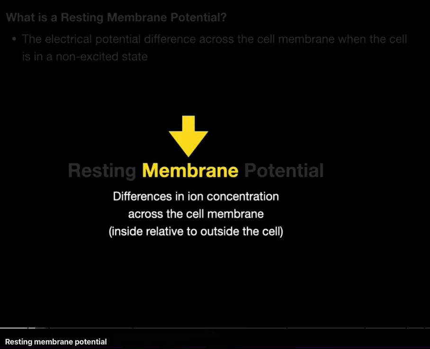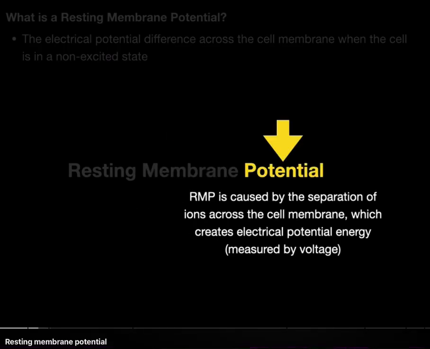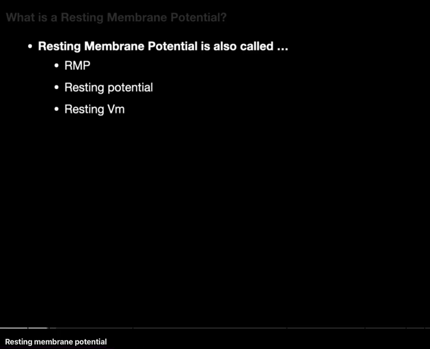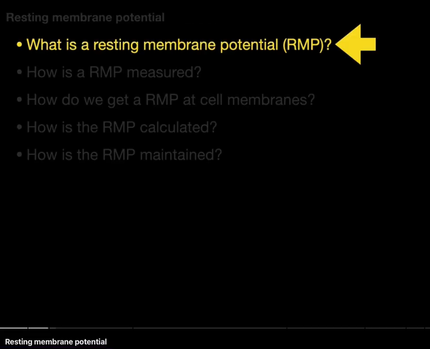Membrane, the differences in ion concentration across the membrane, inside relative to outside the cell. And the potential is caused by the separation of ions across the cell membrane, which creates the electrical potential energy measured by voltage. So resting membrane potential is also called RMP, or resting potential, or even resting Vm.